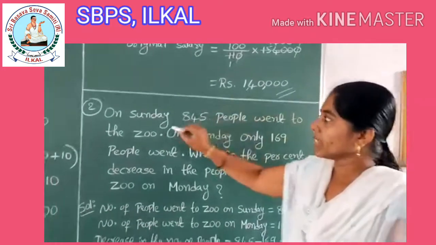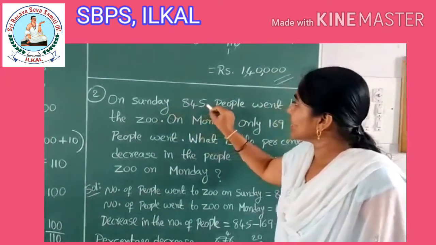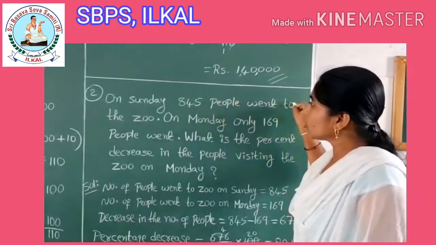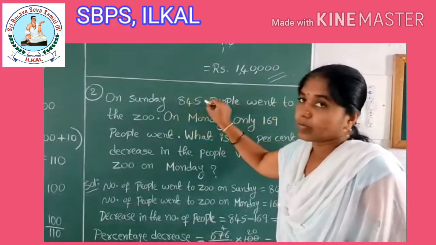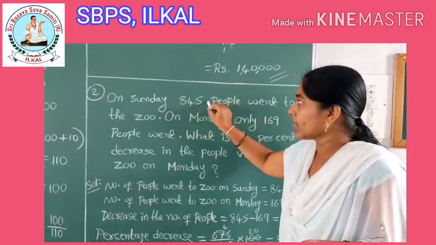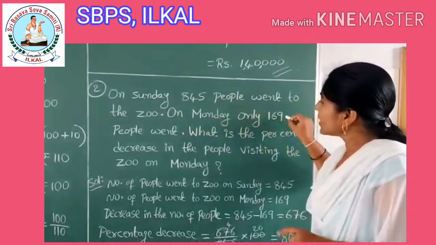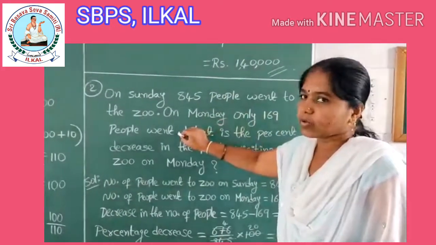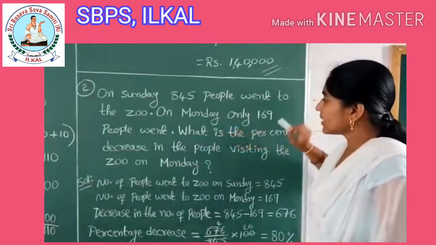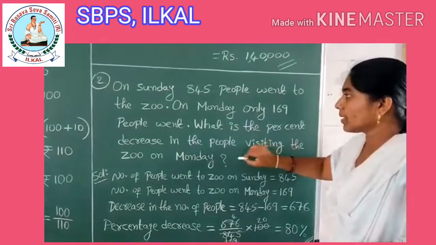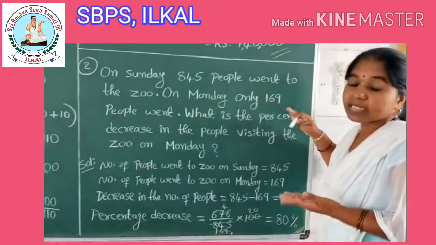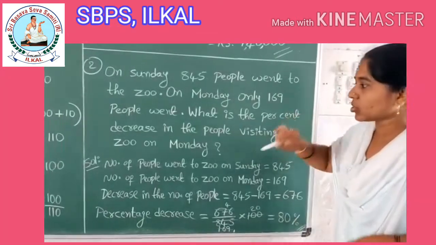Okay. Next question. On Sunday, 845 people went to the zoo. On Sunday, how many people went? 845 members. On Monday, only 169 people went. What is the percent decrease in the people visiting the zoo on Monday? What percentage decrease, children, we have to find in this question?